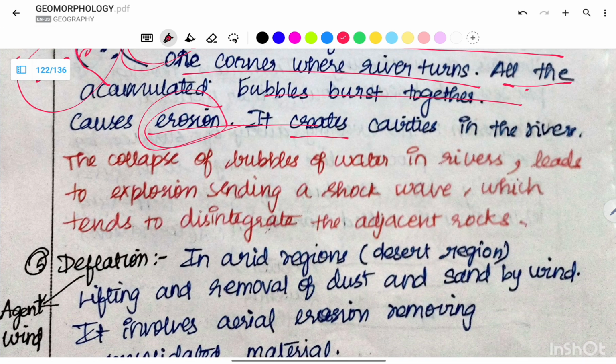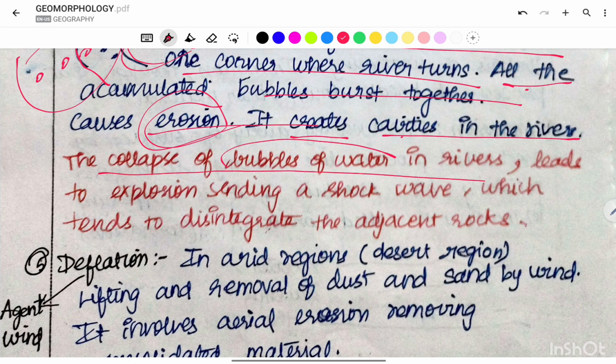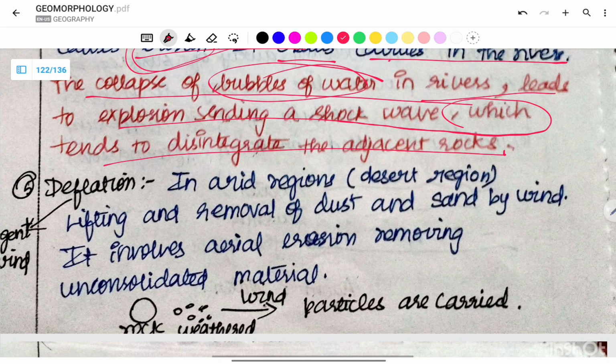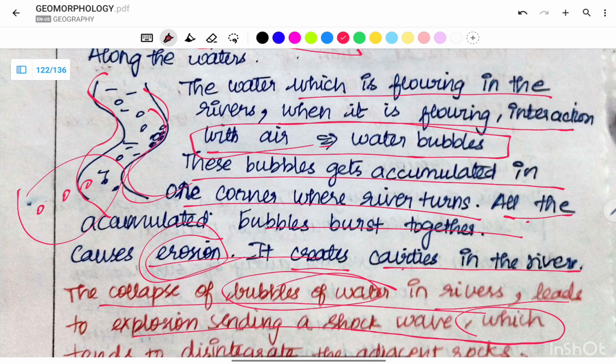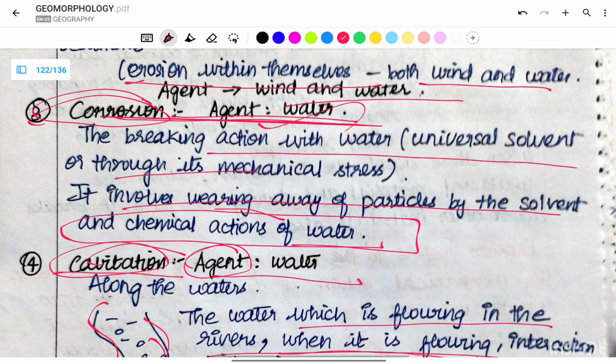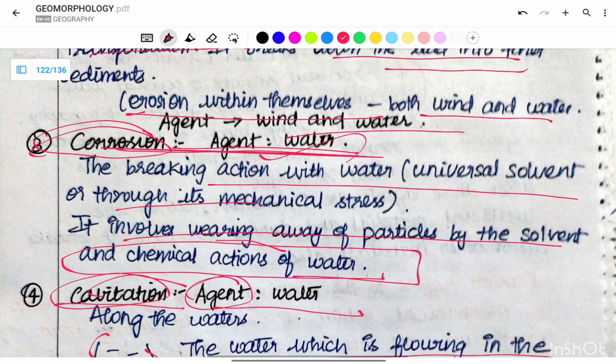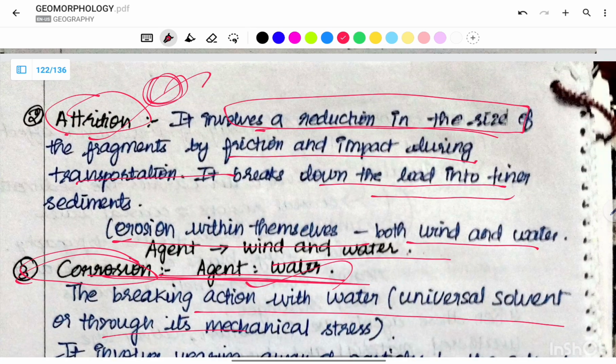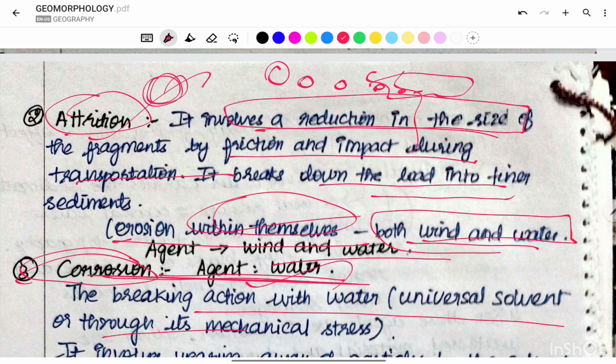It creates cavities in the rivers. The collapse of the bubbles in the water in the river leads to an explosion, sending a shock wave which tends to disintegrate the adjacent rocks. Now, what is corrasion? When moving particles break down in the water through mechanical stress, it is corrasion. Attrition is when the fragments become smaller fragments, by the impact of friction. Both the wind and water act as agents.